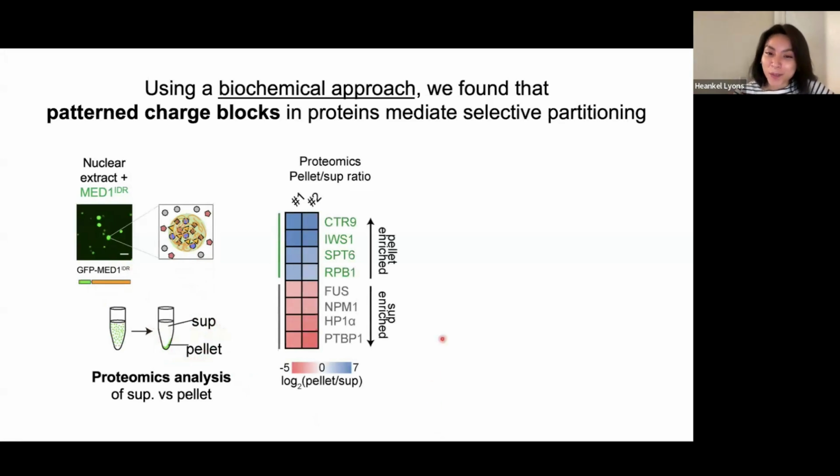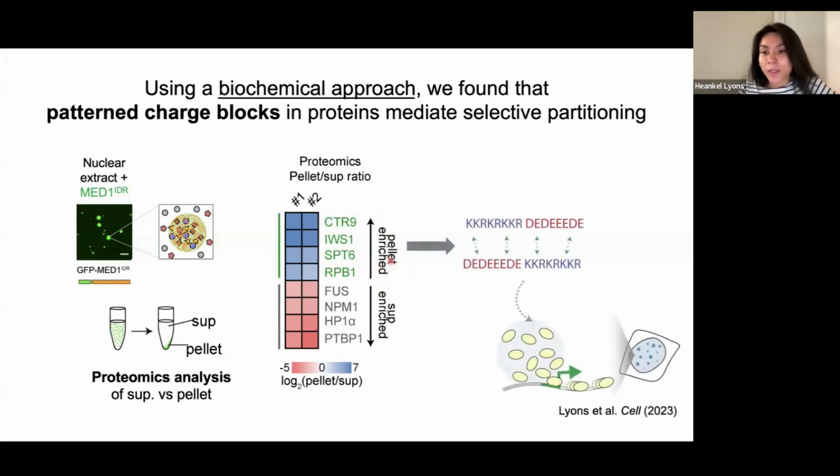And so some of the proteins that were highly enriched in the pellet with MED1-IDR condensates were subunits of the PAF1 complex. So you just learned more about this in the previous talk. And we also had other elongation factors and subunits of RNA Pol II. And to make a long story short, these proteins actually had disordered protein regions that were necessary and sufficient to bring these proteins to the MED1-IDR condensates. And they had this unique pattern of charge. And so you can see these were charge blocks of basic and acidic residues, and they actually match the same pattern that MED1-IDR has.